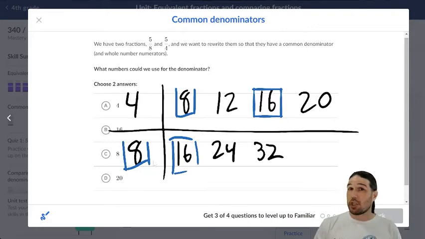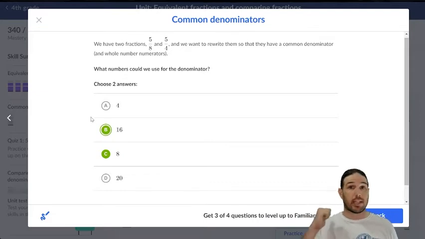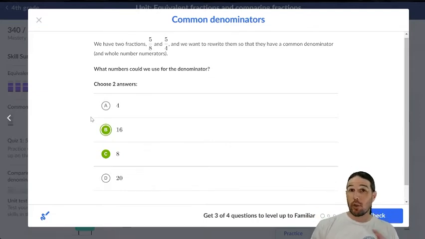Now, I'd challenge you to pause the video really quick and see if you can come up with another 1 or 2 common multiples that are going to be bigger than these two, but would still work as common denominators in fractions if you needed them to. In the meantime, we can use 8, we can use 16, we cannot use 4, because 4 is not a multiple of 8, it is a factor of 8. Go back to my videos on multiples and factors if you need a refresher there.